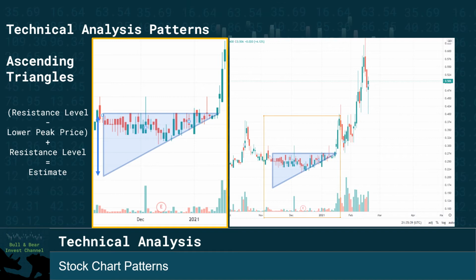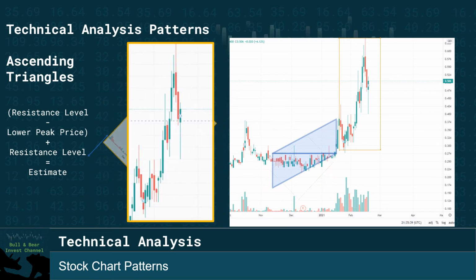Or for a less mathematical approach, rotate your triangle 180 degrees, keeping the resistance lines together. The height of the new triangle acts as your share price estimate. As you can see, it's nearly a perfect match. To test this works, let's try a second triangle on this chart.